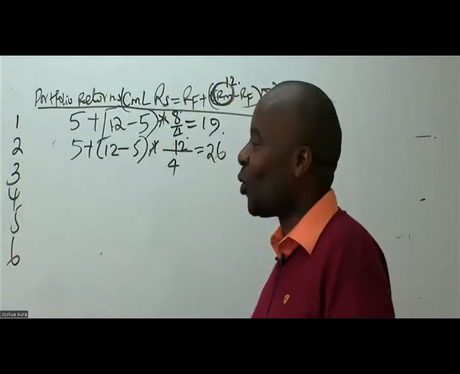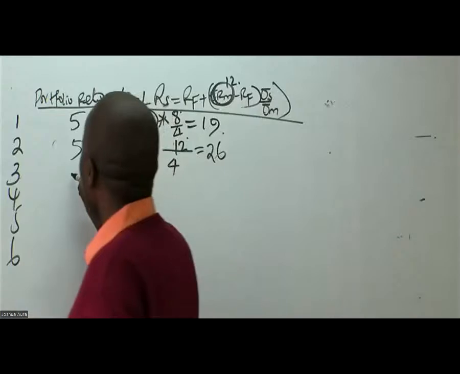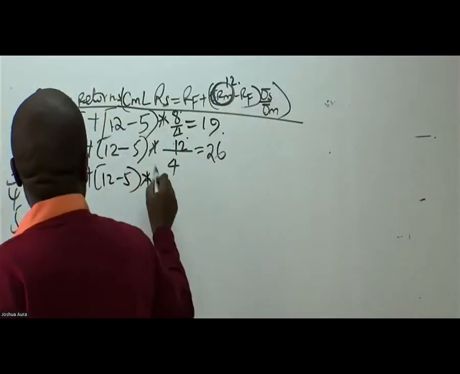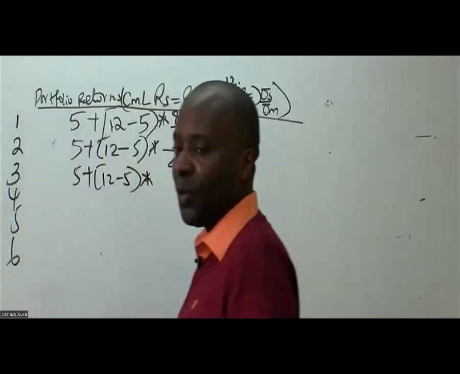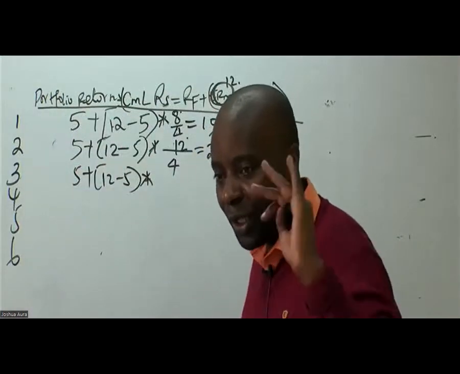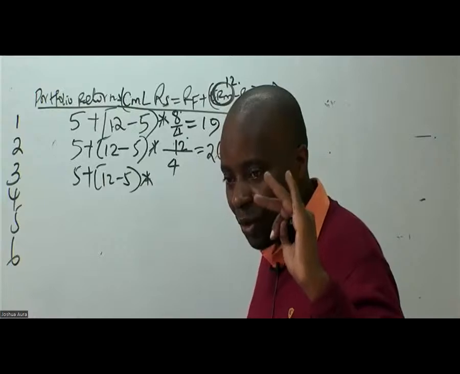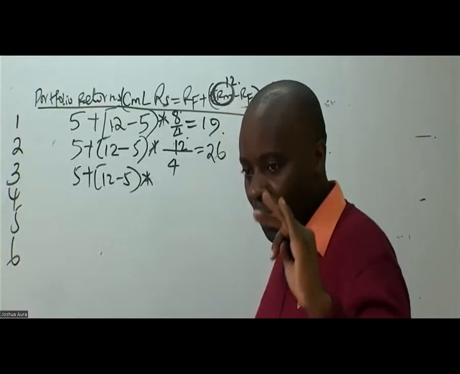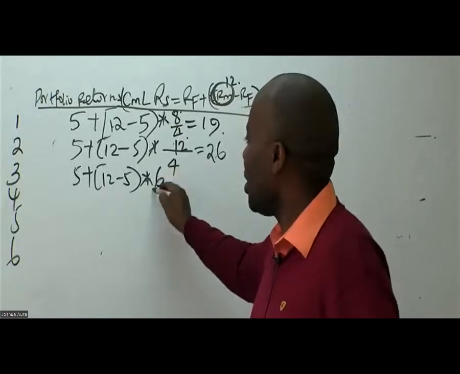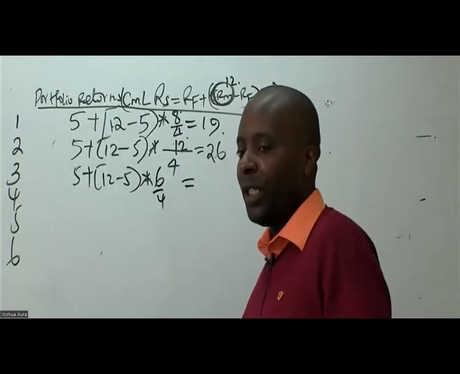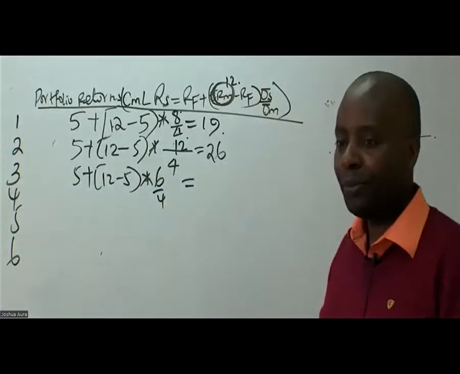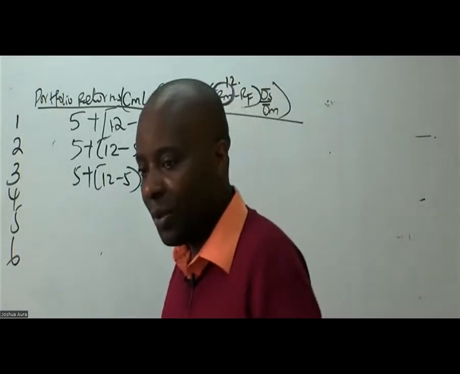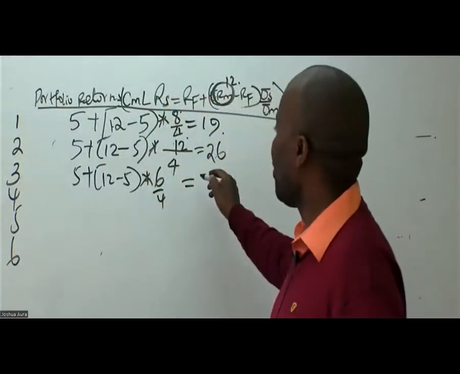So can we kindly go to portfolio number 3? For portfolio number 3, we have 5 plus (12 minus 5) times the standard deviation of 3. The standard deviation of portfolio 3 is 6. So 6 divided by 4. At the end of the day, what figure will I end up getting? Lily tells me 15.5. Thank you so much.